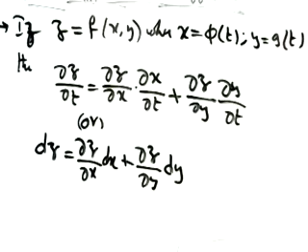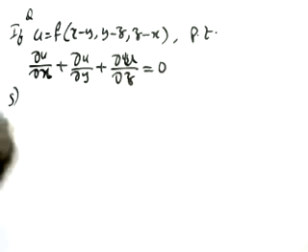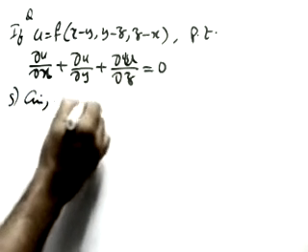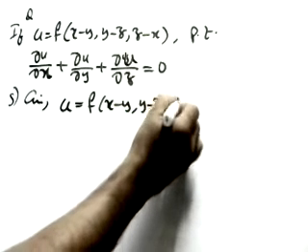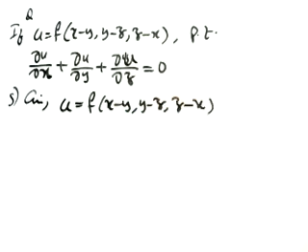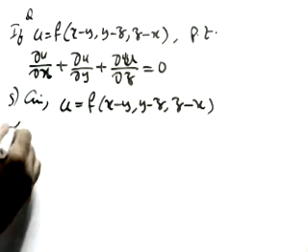So let us do a few practical questions on this. I request you to write down these two formulas and learn them by heart. Now see here what is given. Let me write here: u equals f of x minus y comma y minus z comma z minus x.